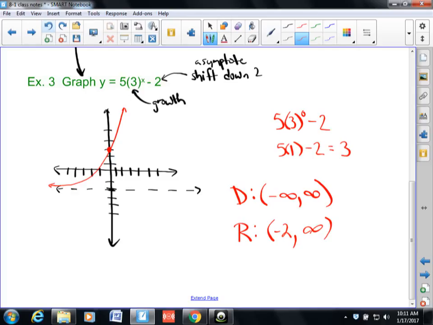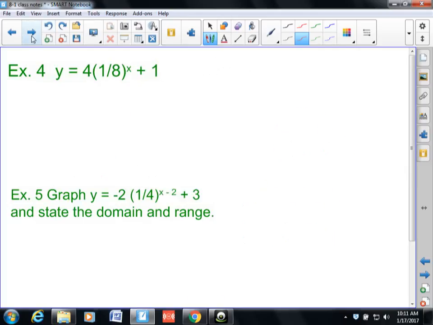Now we're going to change it up just a little bit more. In example 4, we've got y equals 4 times 1/8 to the x plus 1. So finally, I'm giving you a problem with decay. So we know this is going to be decay. And again, we've got this plus 1. So we're shifting that asymptote. That means our asymptote is up 1. And then the 4 is going to be up 4 from that.